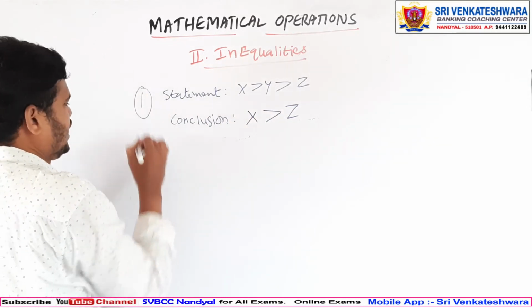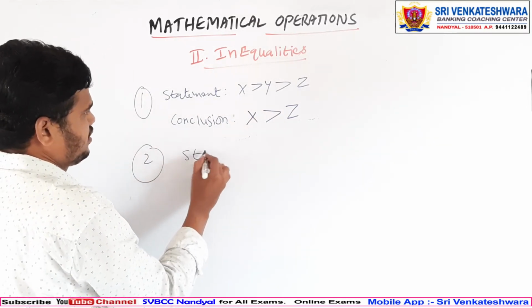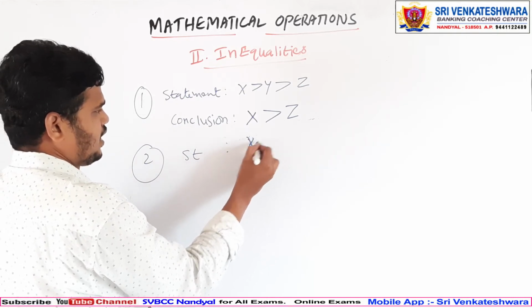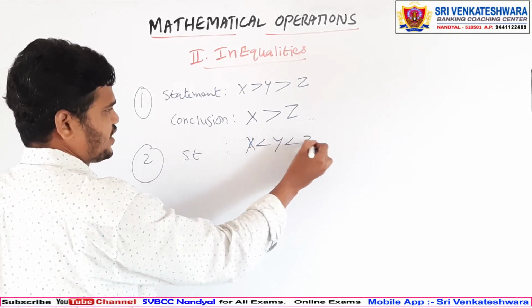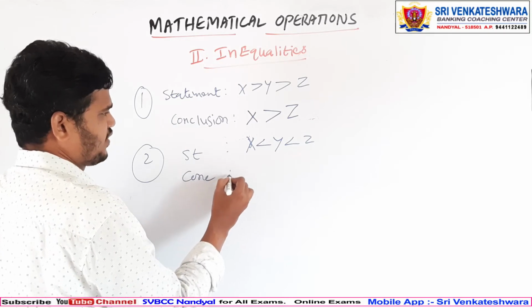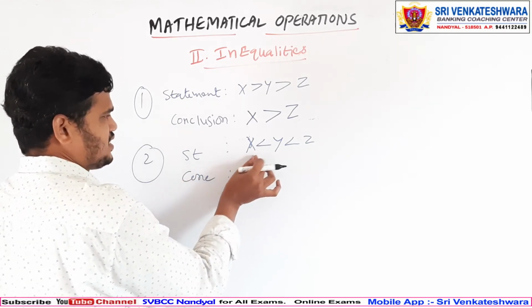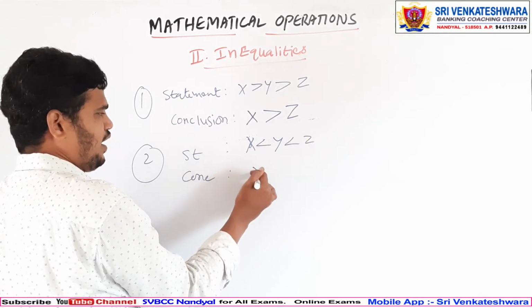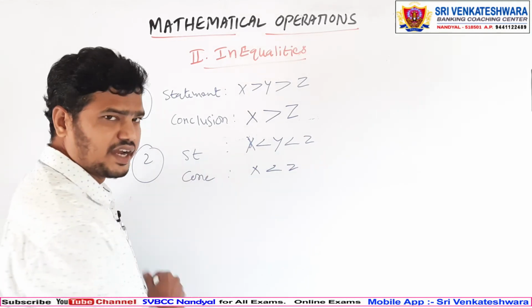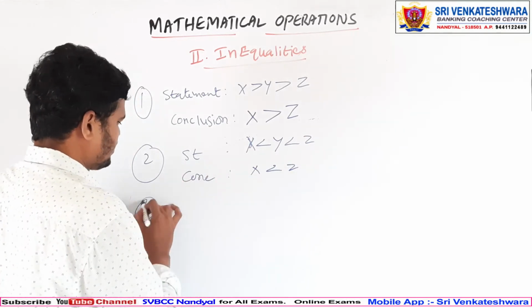This is the one. Next, same statement, x less than y less than z. How can we write the conclusion here? X less than y less than z, so x less than z. Next we go for the other one.